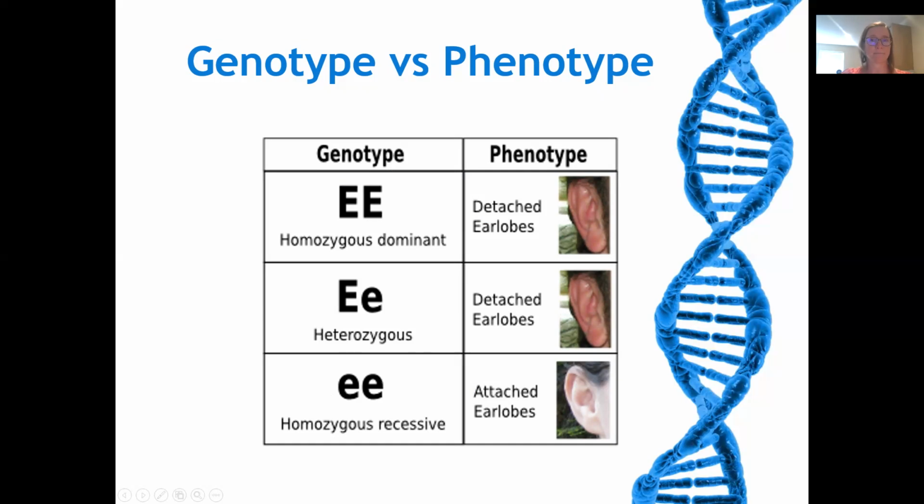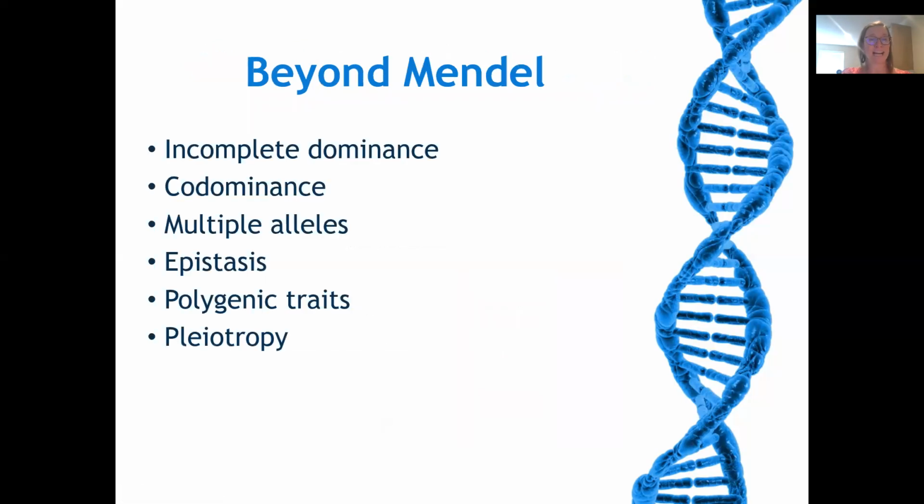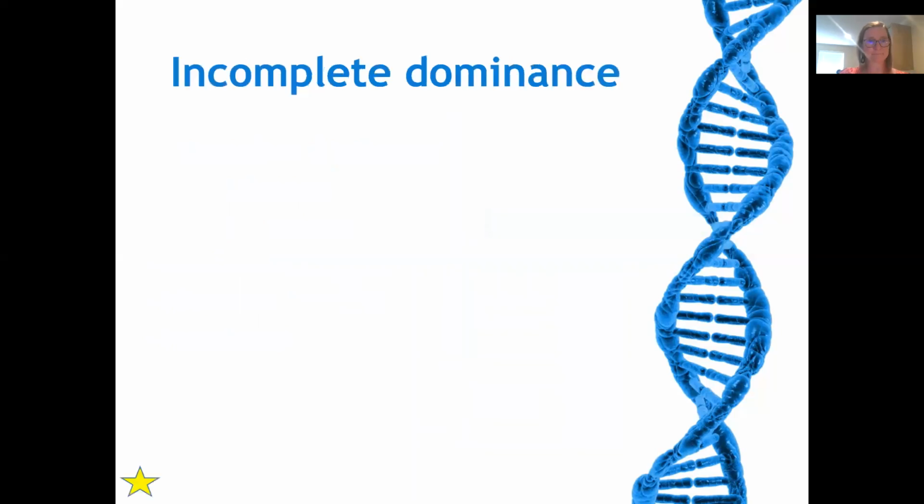Okay, so we're going to cover a lot of other types of inheritance patterns that you can see. These are all considered non-Mendelian inheritance, meaning that there's not this dominant recessive relationship and it's not possibly just one gene. So let's look at them.